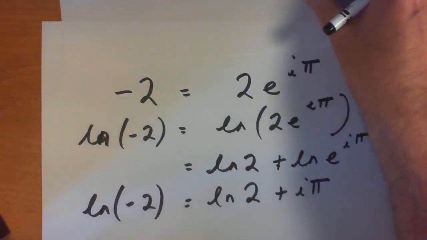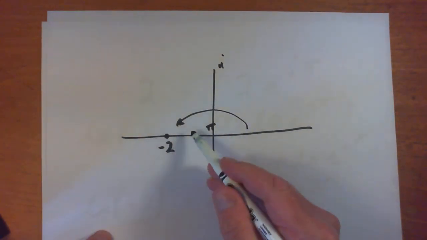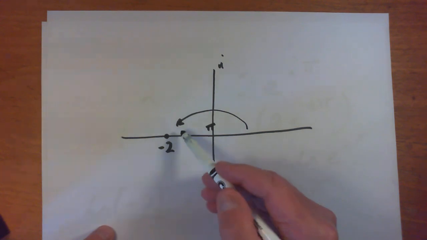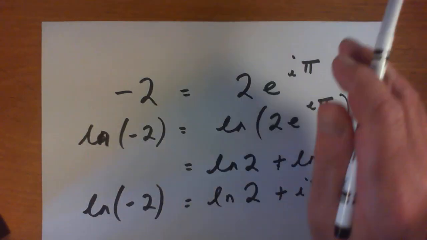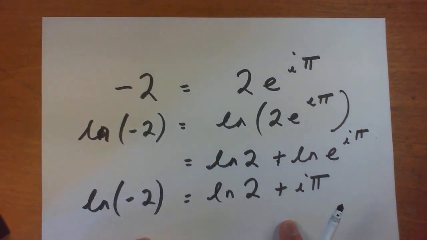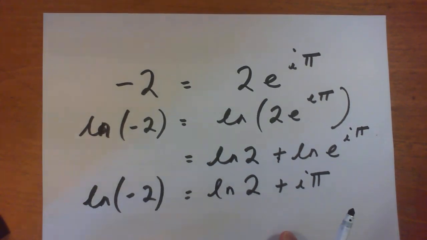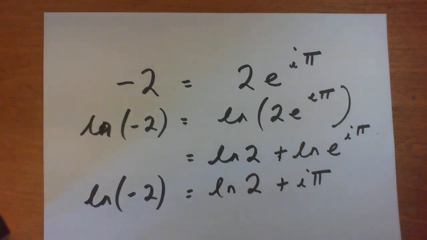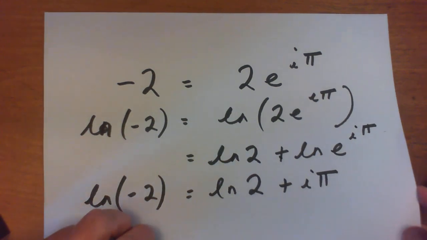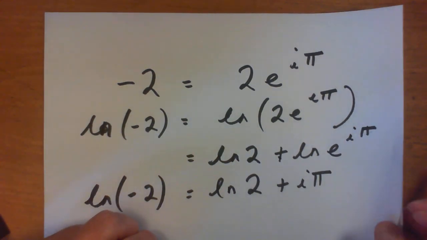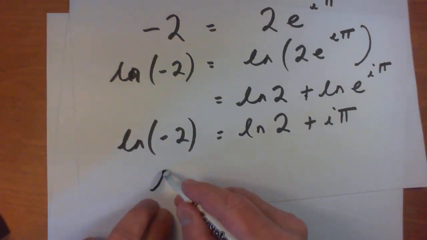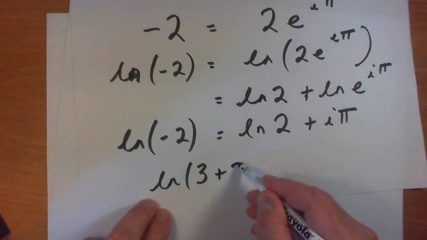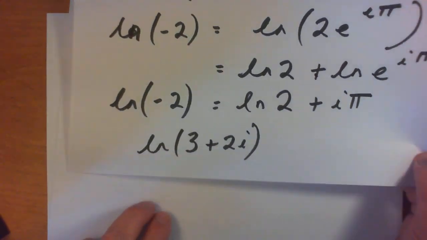That's just one angle, but looking at this, that's pi. I could go around another pi, couldn't I, to make it 3 pi, 5 pi, and so on. So that actually corresponds to an infinite number of logarithms. And then I can generalize yet again to finding the logarithm of a general complex number, something like the log of 3 plus 2i or something like that.